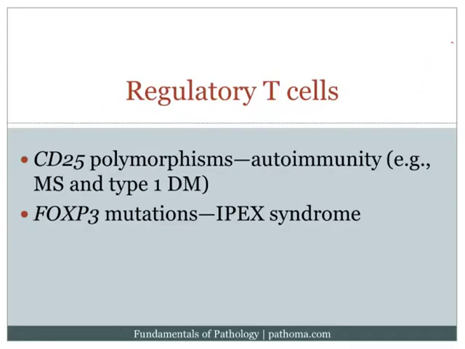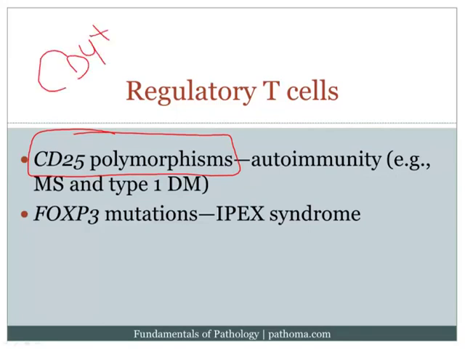Now let's go back to the slide for a minute, because I want to show you the importance of regulatory T cells as far as human disease is concerned. One of the things that we know is that the CD25 polymorphisms are associated with autoimmunity. For example, there's a relationship with multiple sclerosis and type 1 diabetes. Now, one explanation of this could be that CD25 is essential for regulatory T cells. Remember that they're CD4 positive, CD25 positive, and FOXP3 positive.